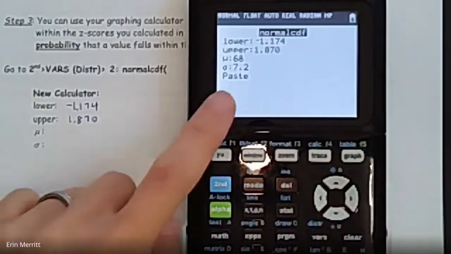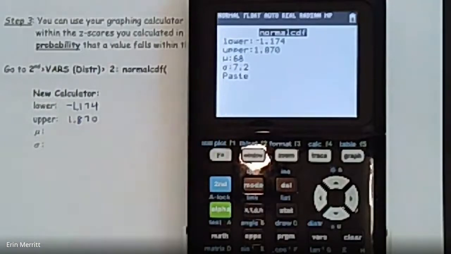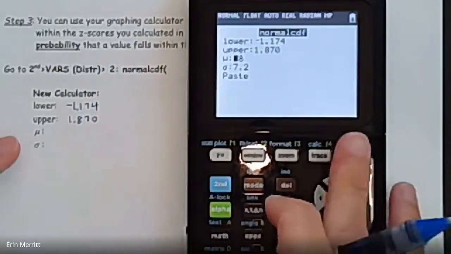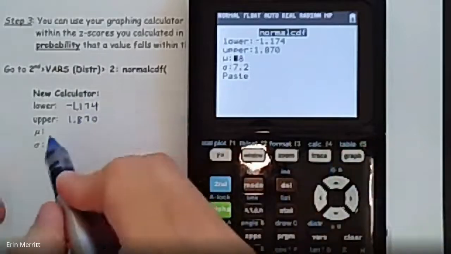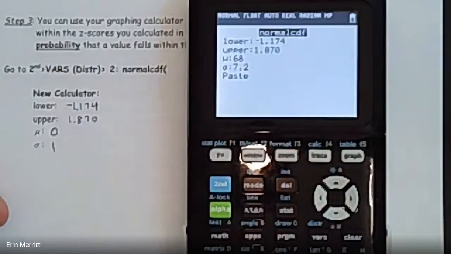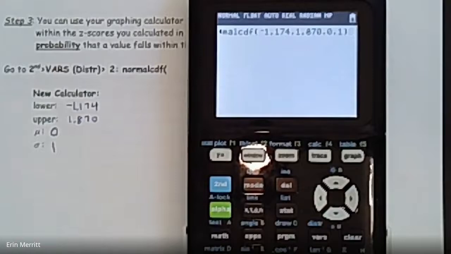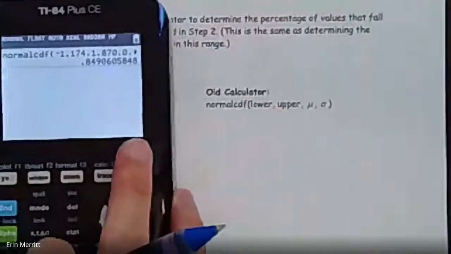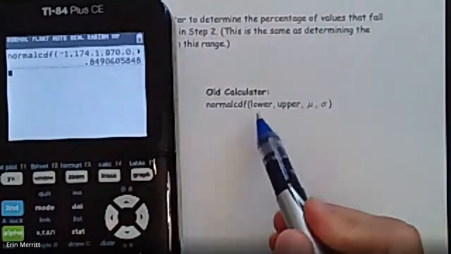And now for this part, that little, it looks like a U, but it's a mu, right? That is going to be the mean, which the mean is 0. The standard deviation is 1. Right? So we're going to type that in as 0 and 1, which they might have been defaulted to 0 and 1 on your calculator anyways, which is fine. Go ahead, just hit paste, which for mine takes me back to the home screen, and then hit enter one more time.